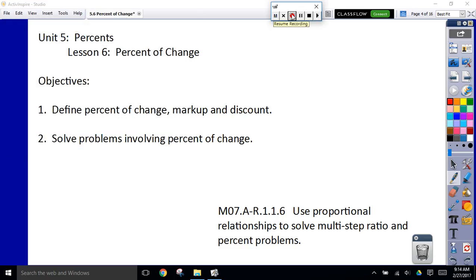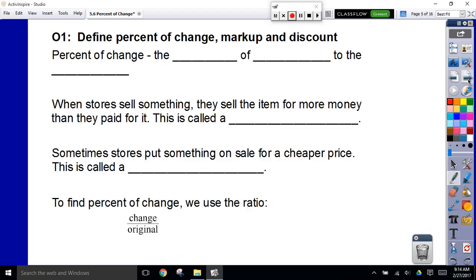And he goes, Okay, so for today's lesson, we're going to talk about what percent of change is and also some words that are commonly used with percent of change, such as markup and discount. And then we're going to solve problems involving percent of change. I also put the standard on here. This is the Pennsylvania standard that we have to cover: use proportional relationships to solve multi-step ratio and percent problems. We've been working on this for a long time because we've been doing a lot of different kinds of percent problems and ratio problems. Okay, so first objective is defining percent of change.